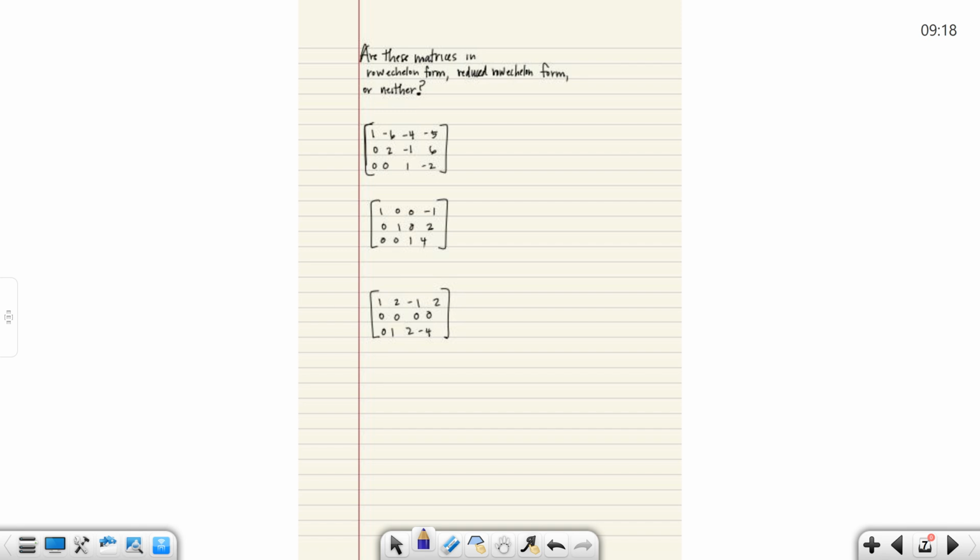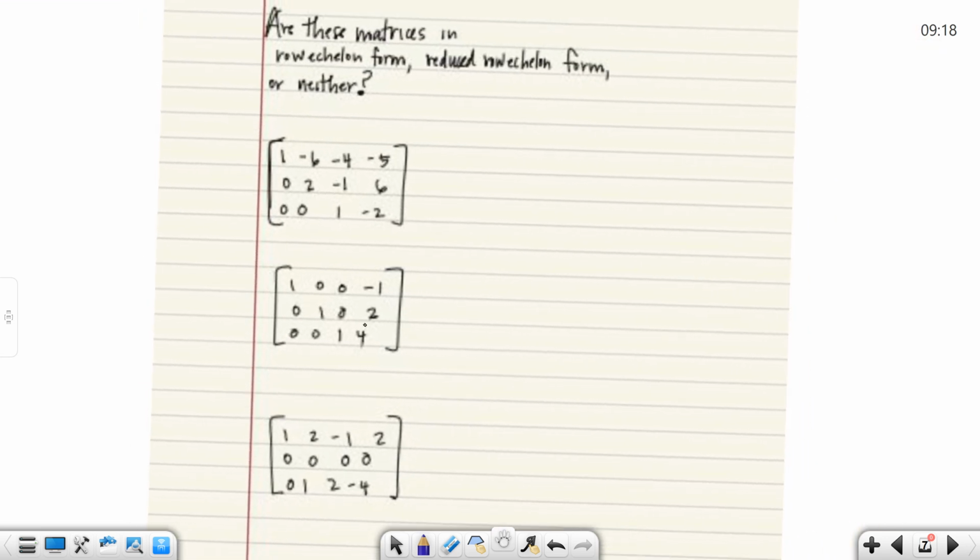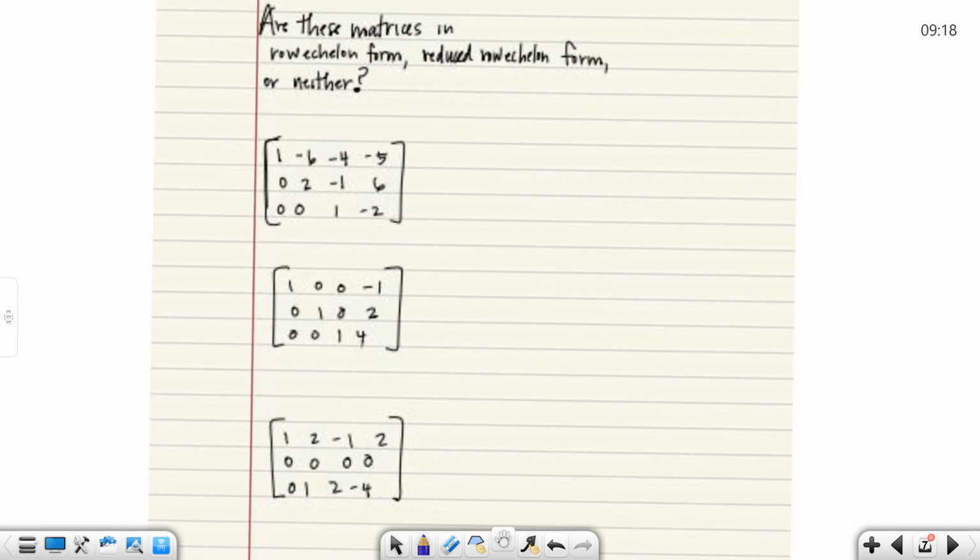I ask you, are these matrices in row echelon form, reduced row echelon form, or neither? Now, you're not going to work with these matrices. You're just going to answer with one of the three labels: row echelon form, reduced row echelon form, or neither one. Sometimes I'll ask you why. So let's look at it, and everybody has the sheet, right? It's in your little packet. It's the sixth page.